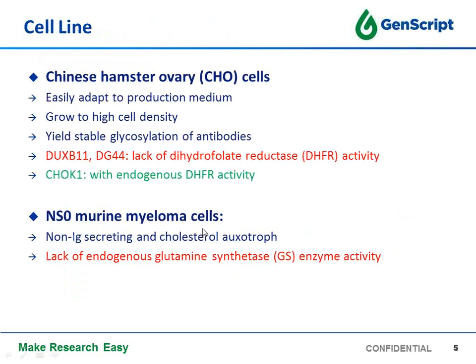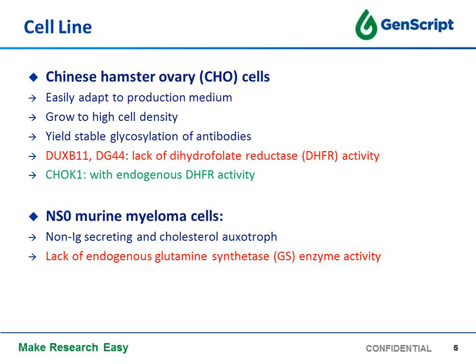So normally the therapeutic antibodies are mainly produced in the mammalian host cells, and currently the CHO cells are the major workhorse for the production of the recombinant antibody. And CHO cells do have some advantages: they easily adapt to the production medium and grow to a very high cell density and yield the stable glycosylation of the antibody.